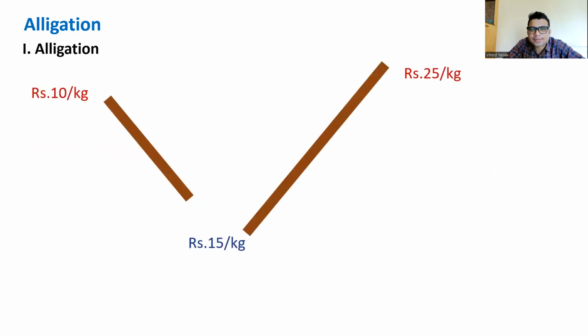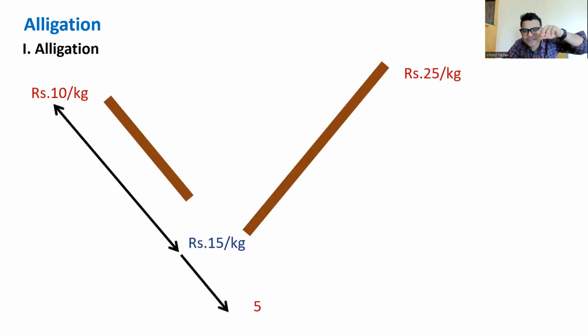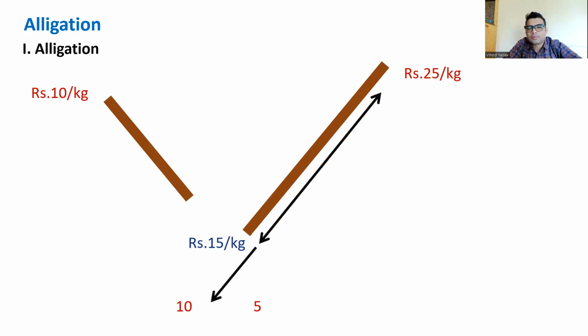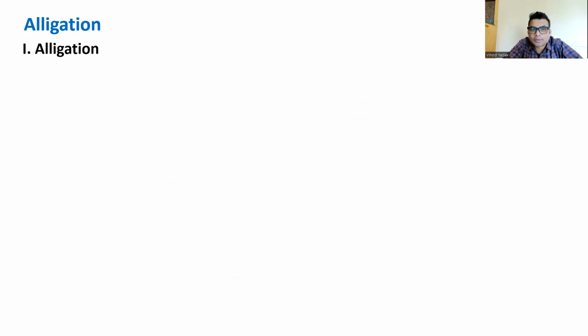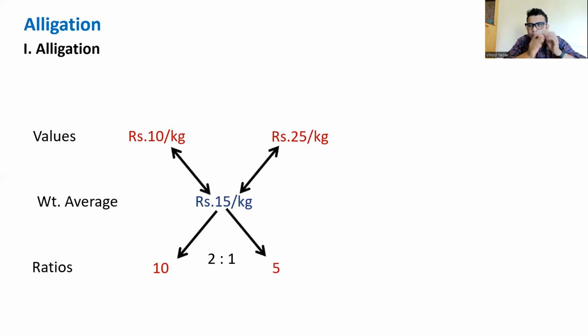See? This gap is 5. It should come this side, and that gap is 10. So they should come this side. So the ratio is 2:1. Correct? So values were 10 and 25. Average was 15. So this is 5, this is 10, so 2 is to 1. So 2 parts of 10 rupees per kg, 1 part of 25 rupees per kg.